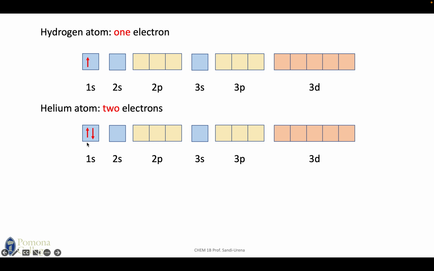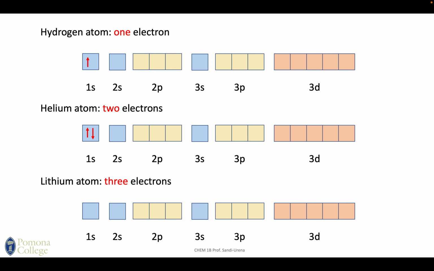But now, since 2 electrons cannot have the exact same 4 quantum numbers, this second electron, since it is in the same orbital, would have the same values for n, l, and m sub l. So it has to have a different value for m sub s, the spin quantum number, than the other electron. So one electron is pointing up and the other one is pointing down, and we say that the electrons are paired.